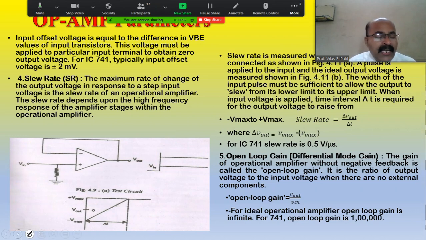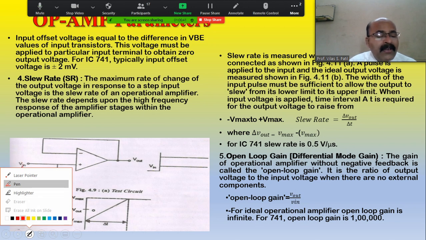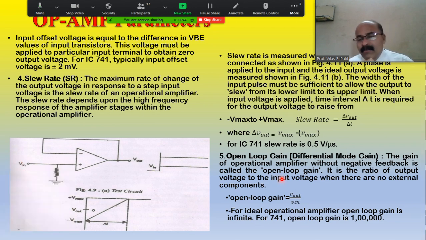Again, we are switching to the fifth parameter, that is the open loop gain. But in which mode? Mode is very, very essential, because we know that the operational amplifier operates in two modes. Mode is very important. Like on our mobile, when we switch to silent mode, the mode of operation changes but the sound level is zero. All the operations are visible without any volume of sound. That is the mode.